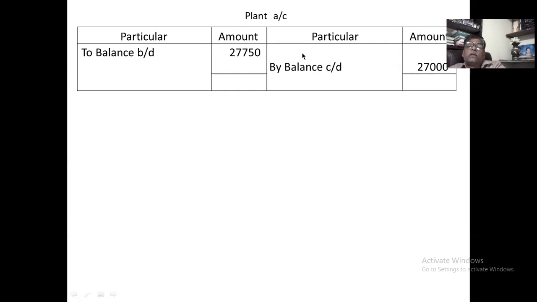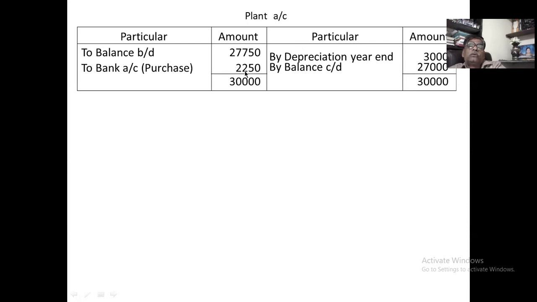Then depreciation given in the problem is 3,000. And no other information. You close the account. 30,000 total, 30,000 total. Difference is 2,250. 2,250 difference is called as bank. That is the purchase. This purchase goes to application side, 2,250. Clear. And depreciation goes to fund from operation.